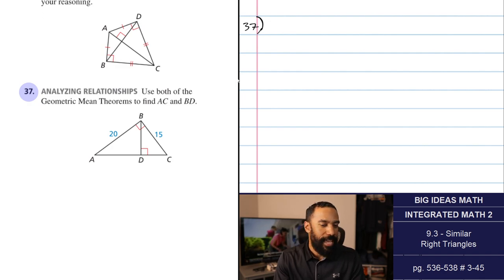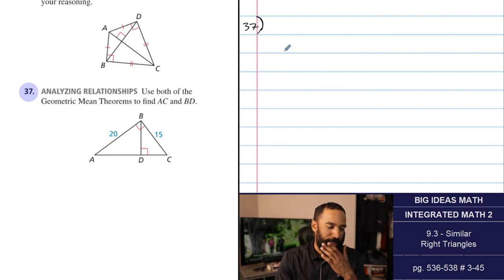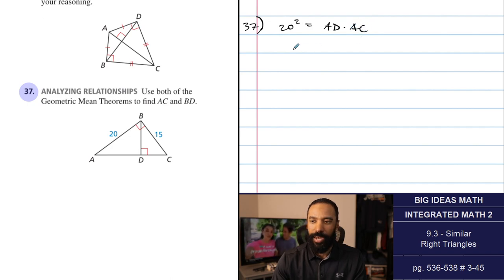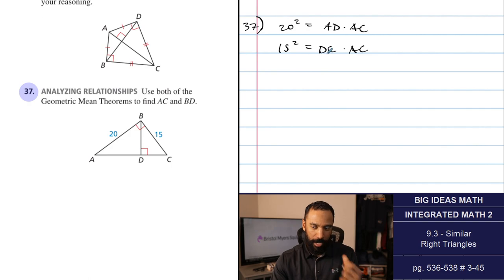Wait, I want to find AC through the Pythagorean theorem. I already know the answer is going to be 25. Use both of the geometric theorems. Okay, so let's do this. I know that 20 squared will be AD times AC, and I know that 15 squared will be DC times AC. So AC can be represented by either of these.